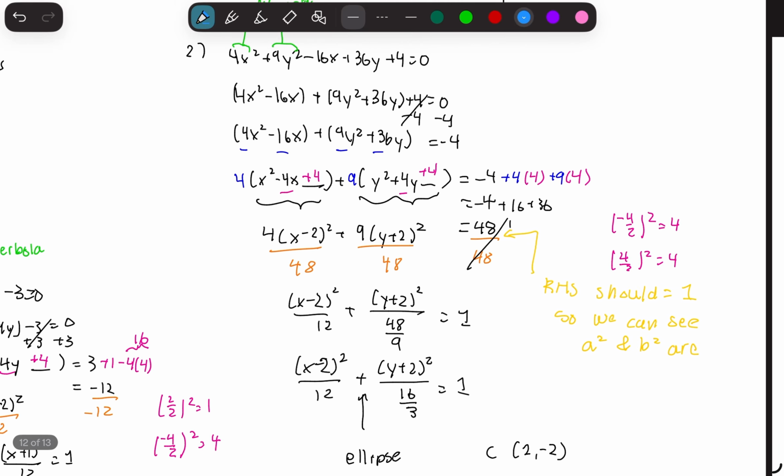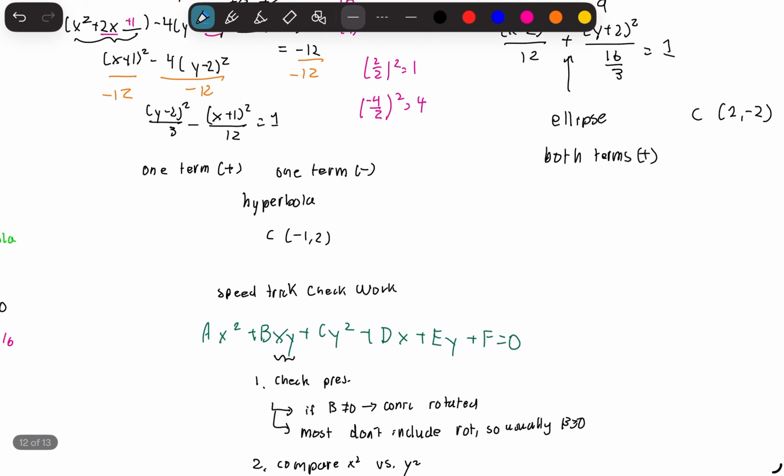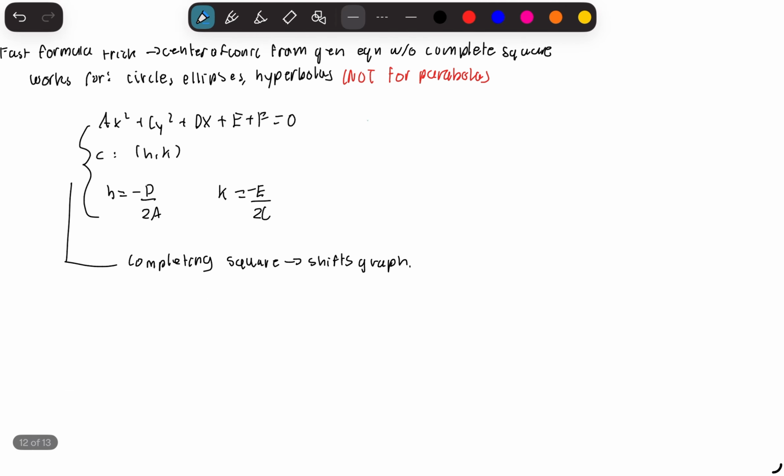Now for 2, we can see here that this is an ellipse, so it'll work. So here our a is equal to 4, our c is equal to 9, our d is equal to negative 16, and our e is equal to 36. So for our h, that would be negative negative 16 over 2 times 4, 16 over 8, that's equal to 2. k is equal to negative 36 over 2 times 9, that's equal to negative 2, and that's (2, negative 2), which matches.